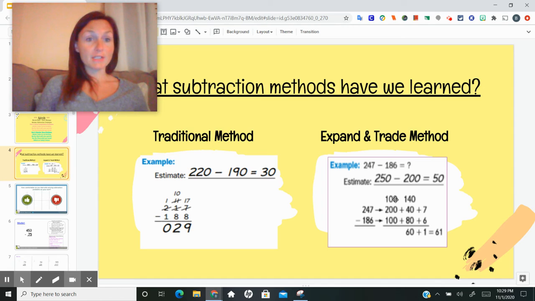Then we've also learned expand and trade. Right? Expand and trade, you write out the number, like 247, you write 200 plus 40 plus 7. Then you subtract, now that you know the place values. So it's very similar to traditional, but here you're going to say, well, what's 7 minus 6? That's 1. 40 minus 80? Ooh, I can't do that.